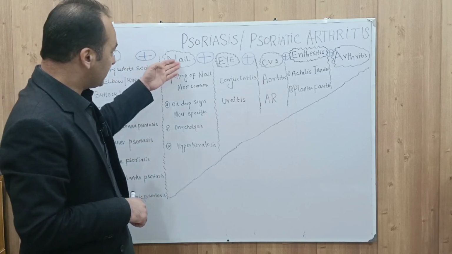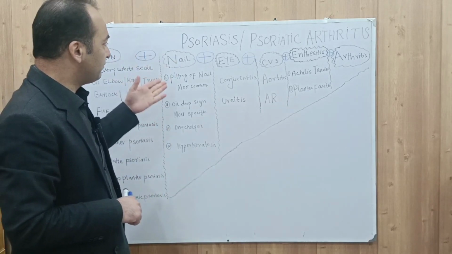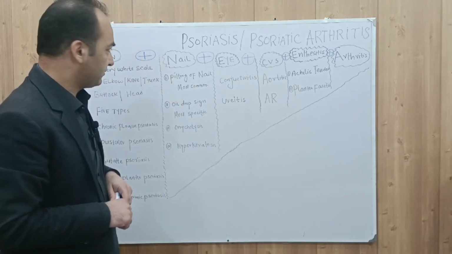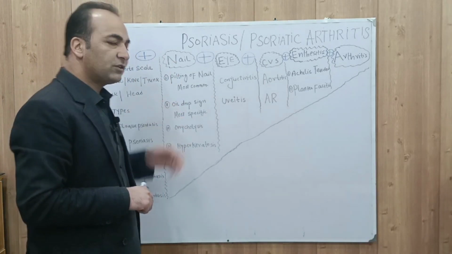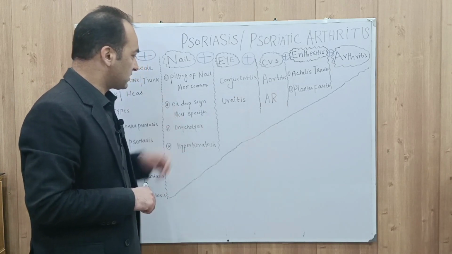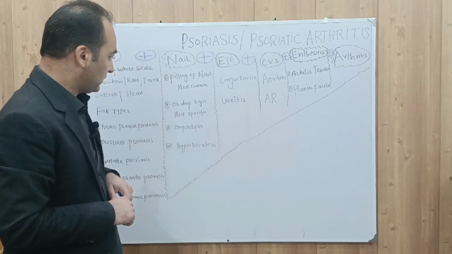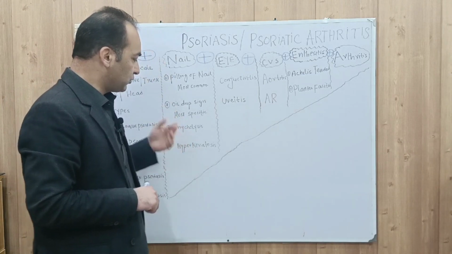Now, the nail manifestations of psoriasis: there will be pitting of the nail. This is the most common presentation. And there will be the oil drop sign. This is the most specific sign for psoriatic nail changes. Also onycholysis and hyperkeratosis.